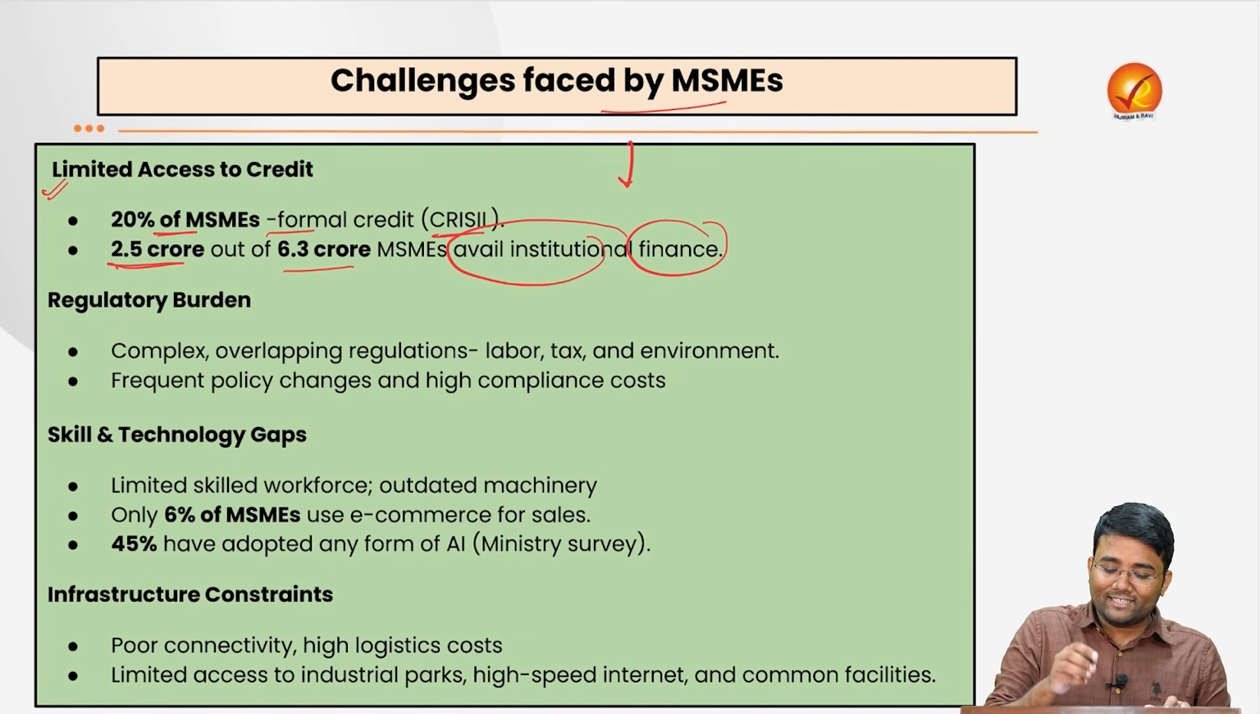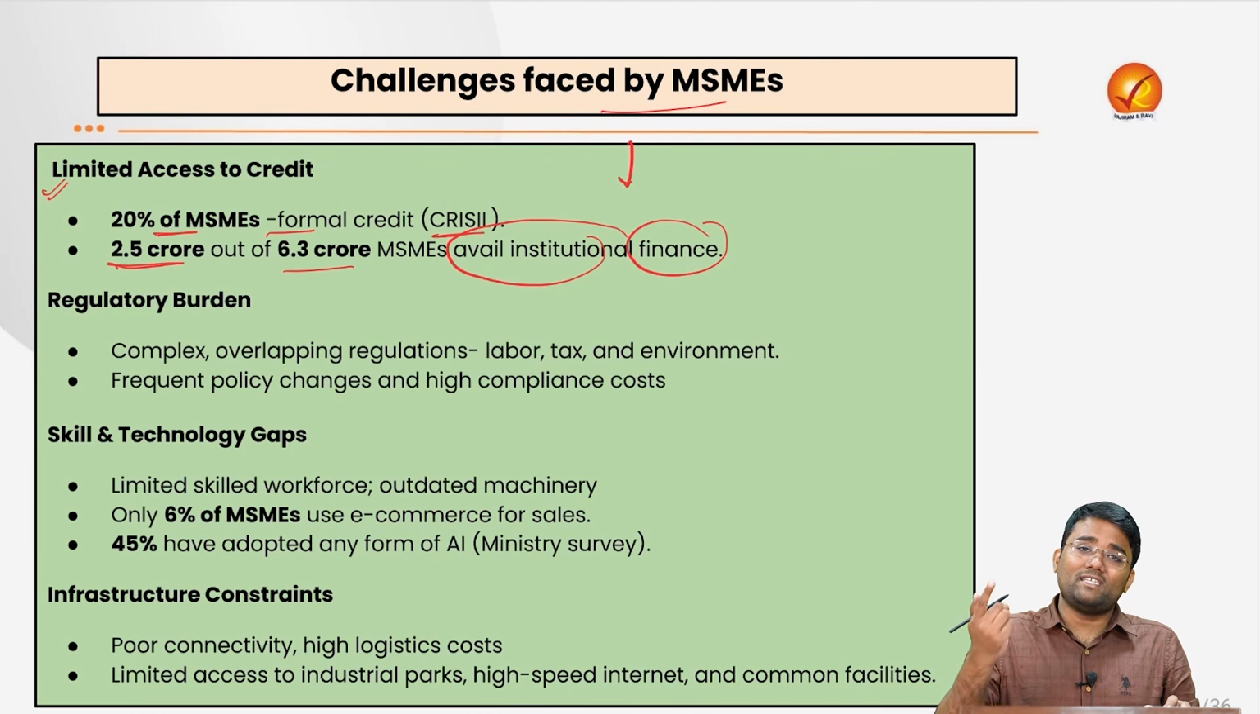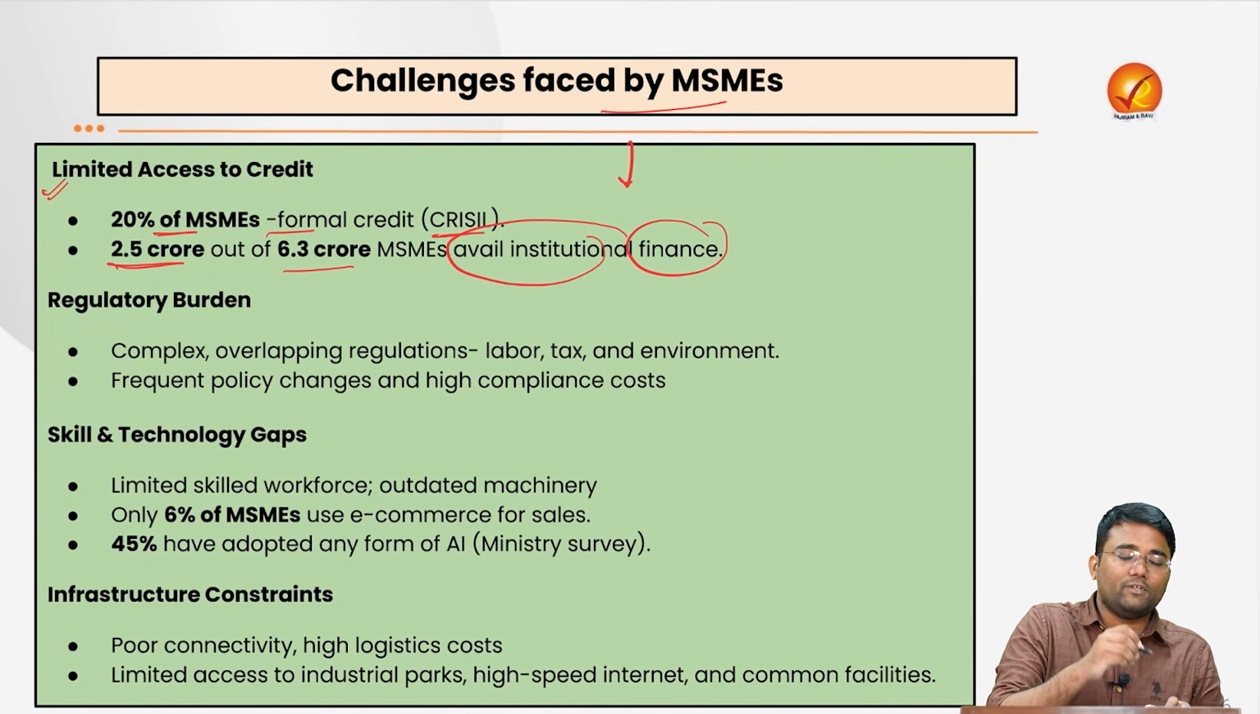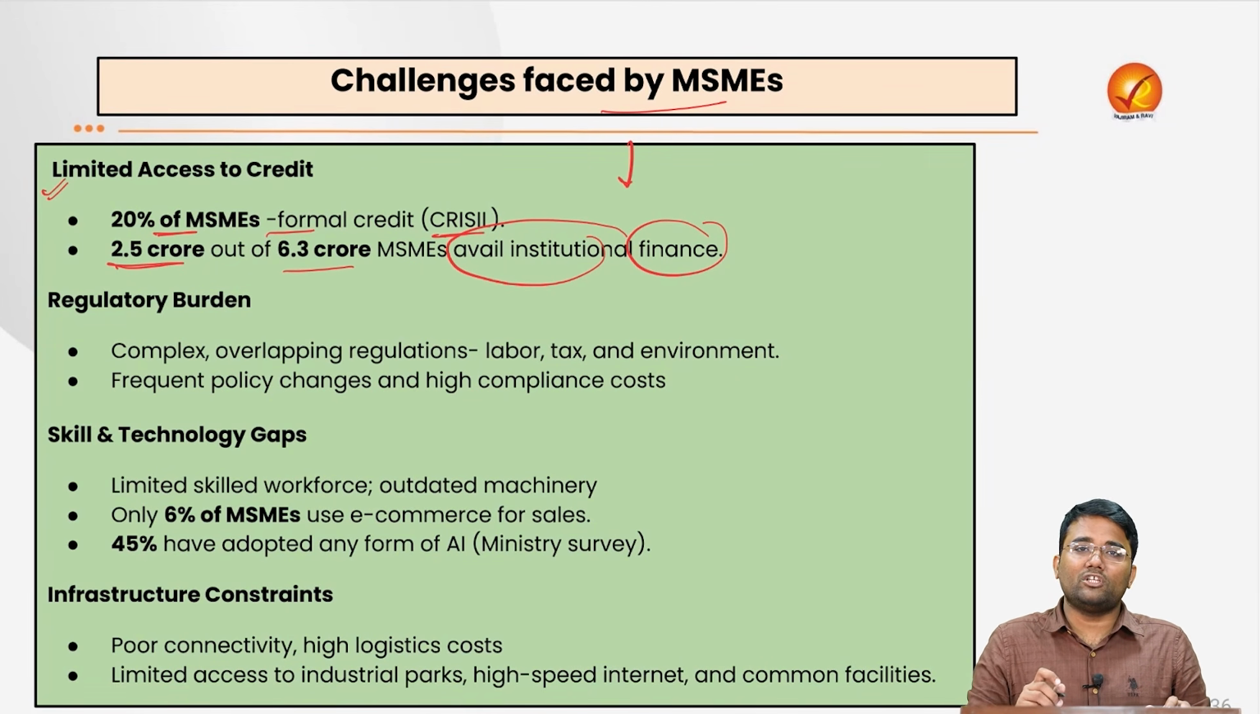But the problem is that non-institutional finance charges a much higher interest rate, where the profitability of these MSMEs gets hampered because the majority of their profits or revenues goes to address the interest on the loans that they have earlier taken.